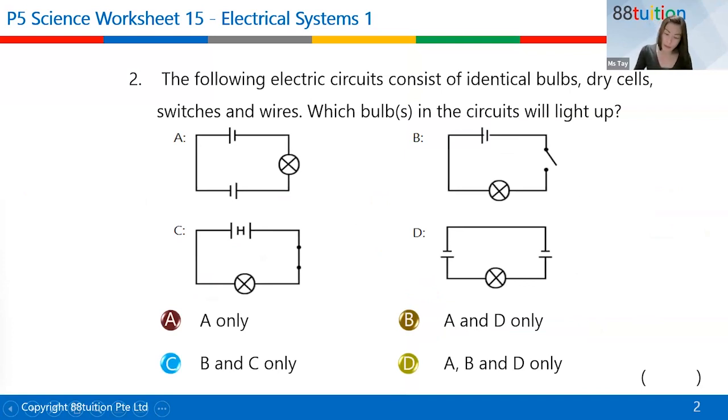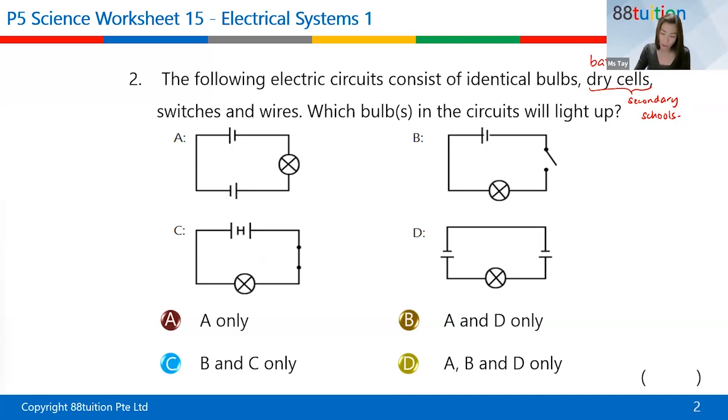Now, the following electric circuits consist of identical bulbs, dry cells. I told you last lesson as well, at your level, you don't need to know this term dry cells. This is only used in secondary schools. At your level, your teacher will only talk about batteries. PSLE exam only refers to batteries. You're right, Gordon, dry cells equal to battery. So it consists of bulbs, batteries, switches, and wires.